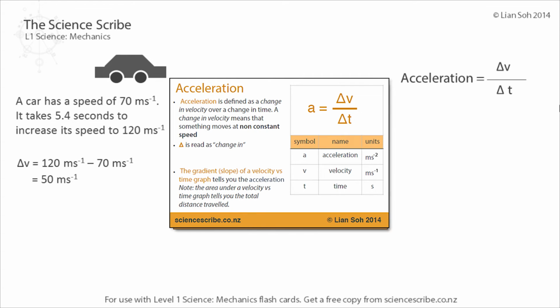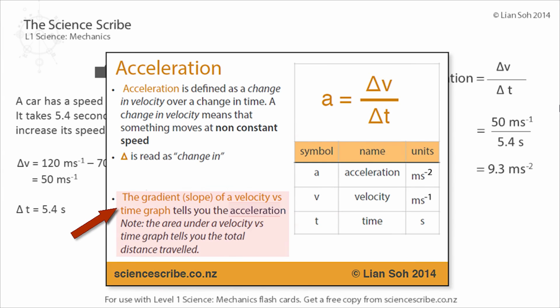Now the change in time is just going to be 5.4 seconds. Throw that into the formula, and that gives you an acceleration of 9.3 ms to the -2. I can read that as either 9.3 ms to the -2, or I could say that the car's speed is increasing by 9.3 meters per second each second.